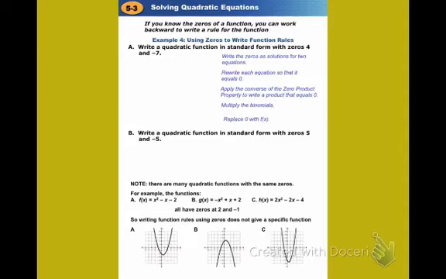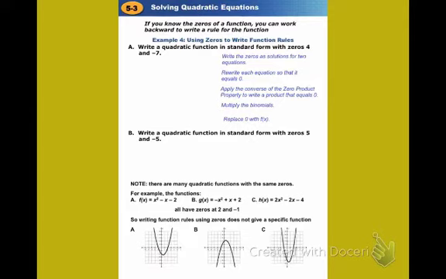So this one says write a quadratic function in standard form. Notice it says a quadratic function. It's going to turn out that there's infinitely many possible ones that we could write. But we're going to write the simplest one. So we're going to write the simplest quadratic function in standard form with zeros 4 and negative 7.